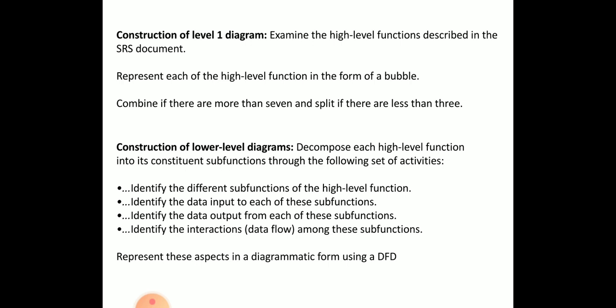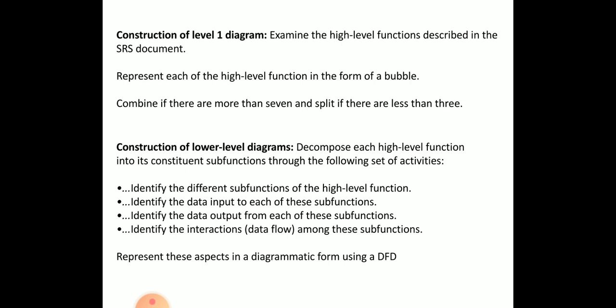Decompose all the high level functions into sub functions. How would we decompose high level functions into sub functions? A set of activities could be done for this. First, identify the different sub functions of the high level function. The high level functions are formed as level 1, and we have to identify how to split them into sub functions.